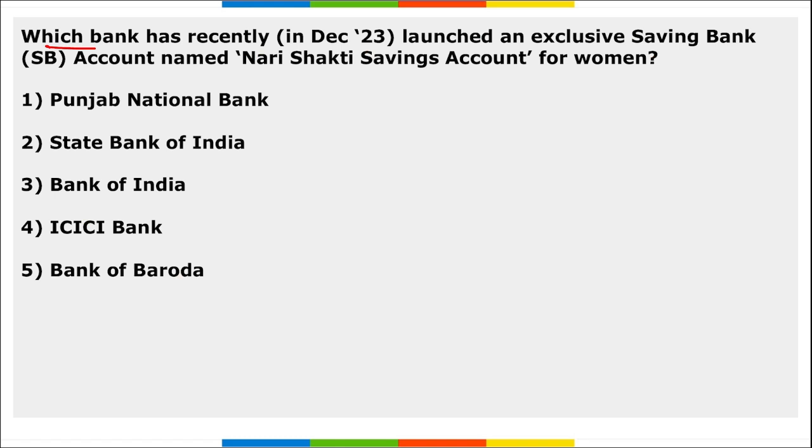Which bank has recently launched an exclusive saving bank account named Nari Shakti Saving Bank Account for women? It is Bank of India. Bank of India has launched an exclusive saving bank account named Nari Shakti Saving Bank Account. It is specifically for women who are above the age of 18 and have an independent source of income.